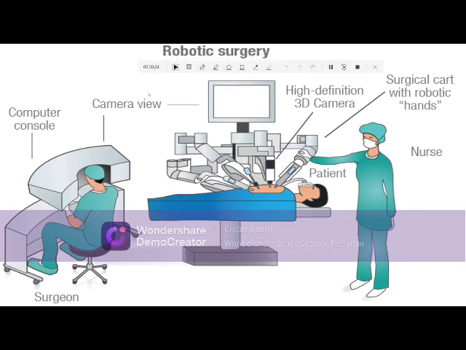It's robotic surgery, and first here it's the computer console. Here the surgeon sits, then it is the camera view through which he views the patient and how the surgery is done. This is the high definition 3D camera. Here is the patient. This is the surgical cart with robotic hands which is doing the surgery, and this is the nurse.